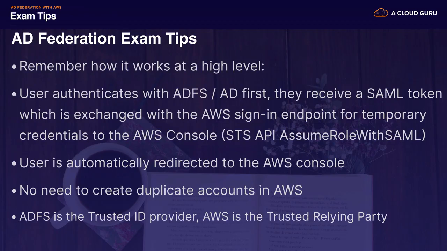So basically, you only need to remember it at a high level. You don't need to understand how it works at a low level. So just remember, the user authenticates initially with ADFS and AD. They then receive the SAML token, which is exchanged with the AWS sign-in endpoint for temporary credentials to the AWS console. And it uses the STS Assume Role with SAML API to give the user the permissions they need within the console. The user is automatically redirected to the console, and there is no need to create duplicate accounts within AWS. And finally, just remember, this is all made possible by the two-way trust, and ADFS is the trusted identity provider, whereas AWS is the trusted relying party.